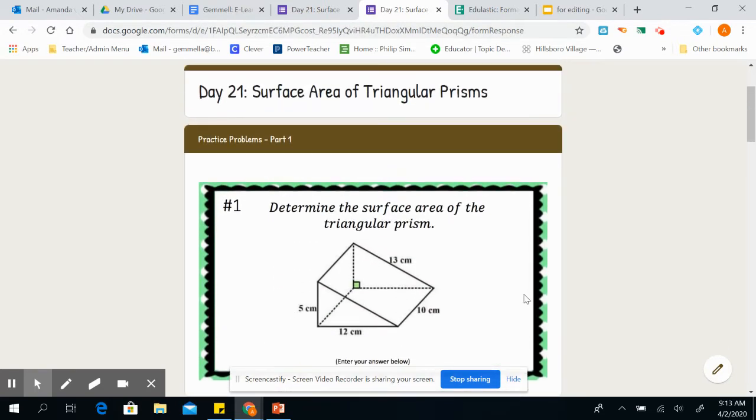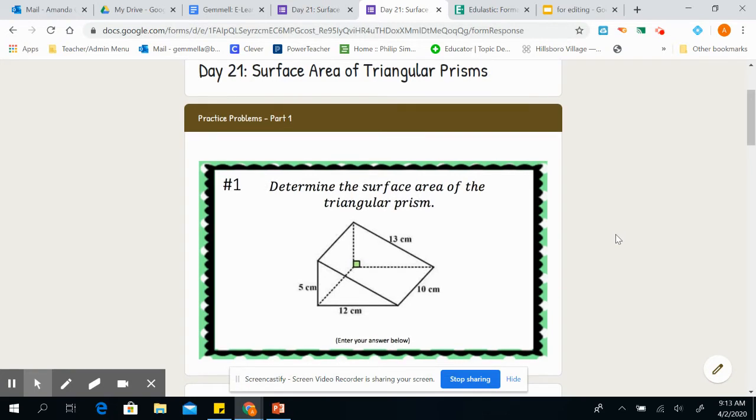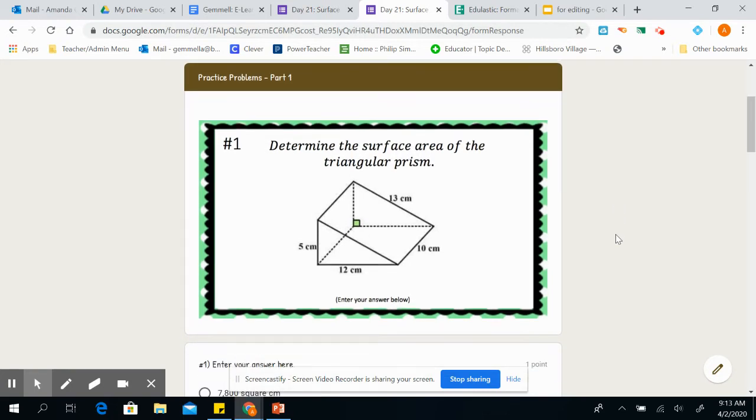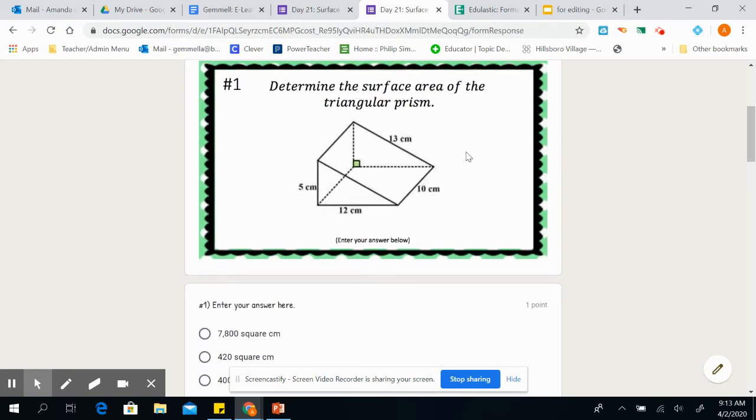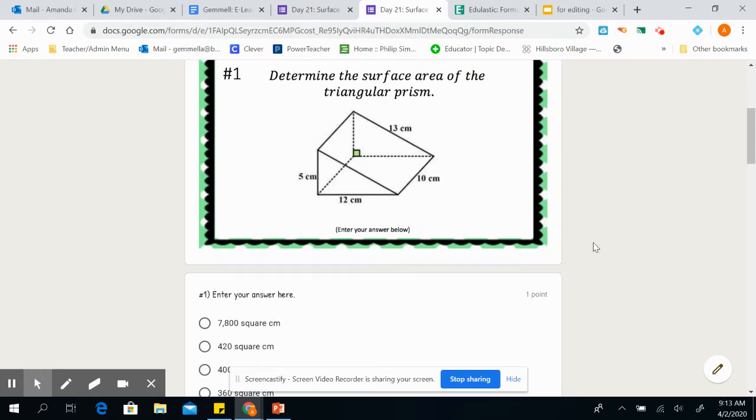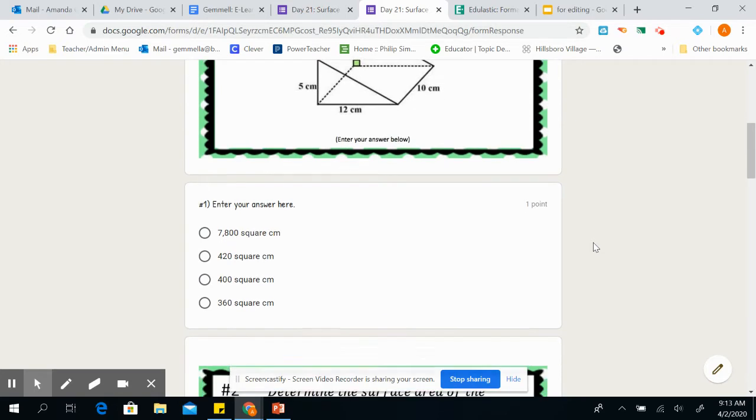Okay, so this first section is going to be mainly multiple choice questions on just calculating the surface area of a triangular prism. No crazy word problems or anything like that yet. So first one, here's a picture of a triangular prism, and then you just need to select what the surface area of that triangular prism is.